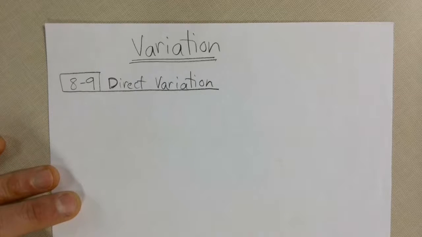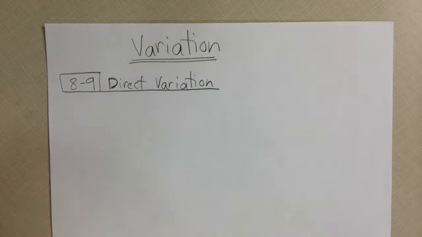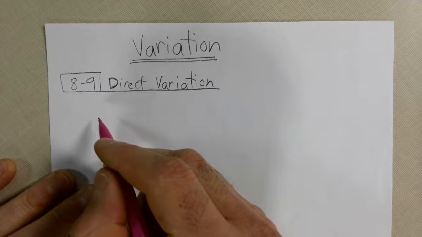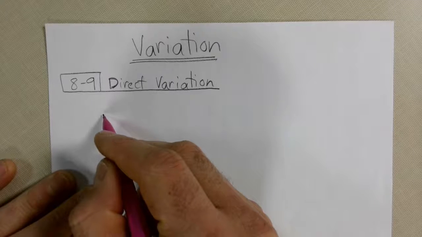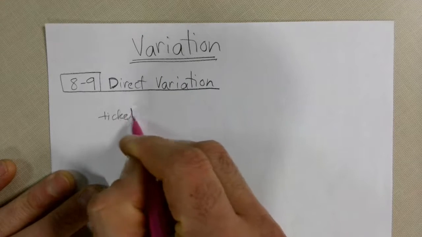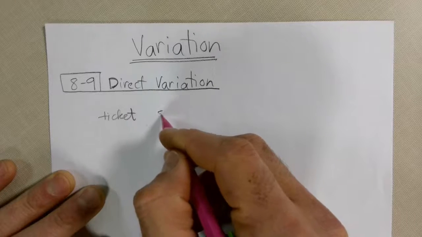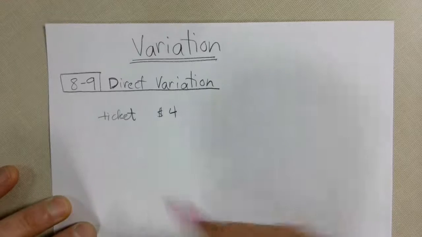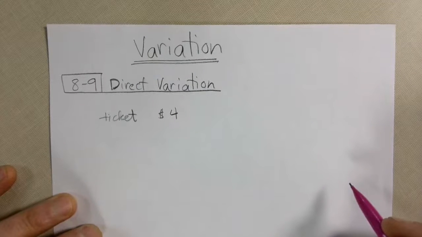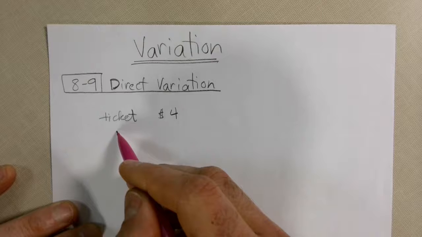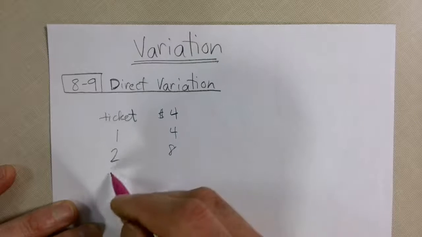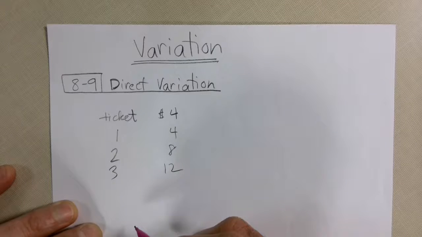Okay, we are gonna suppose that there's a situation where you have, let's say, a ticket. Each ticket costs $4. Wow. Okay, it's like a little carnival raffle or something. Now if you buy one ticket, you pay $4. If you buy two tickets, it costs $8. Three tickets, $12. You see where this is going?